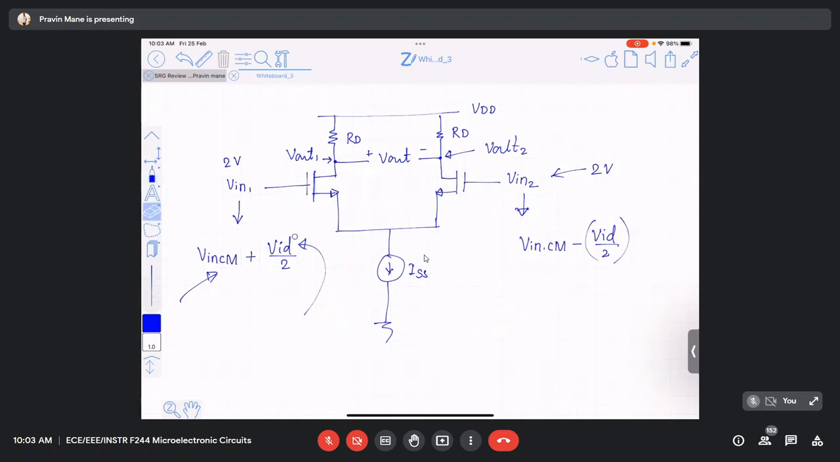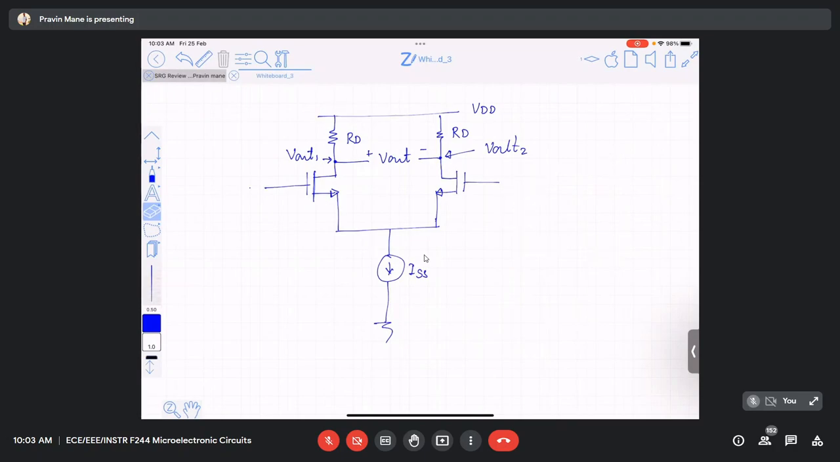Okay. First, I will talk about what the common mode input is. So suppose that I have applied a common mode input here. I will call this V in CM. And here also the same voltage is applied, V in CM. This is the average value of the input voltage that has been applied. Now, ISS is an ideal DC current source used for biasing.